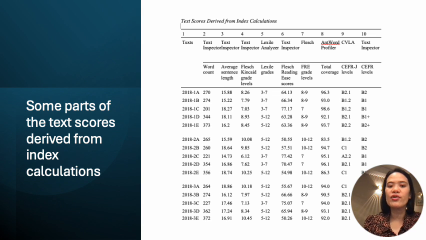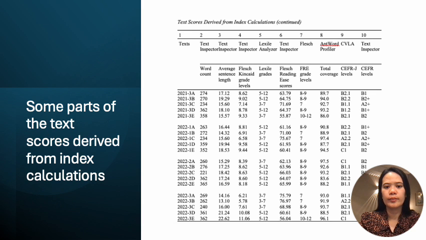The total coverage is 96.3%, indicating that it contains enough frequent words for comprehension. The CEFR-J level is B2.1, while Text Inspector assigned a B2 level to the text, suggesting it is moderately difficult despite meeting the token coverage requirement. So these are some other results.